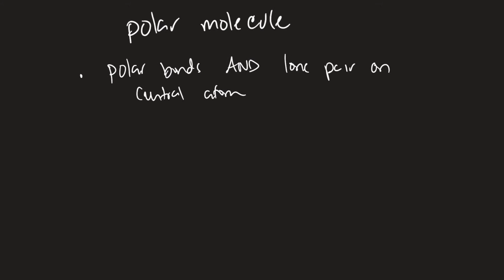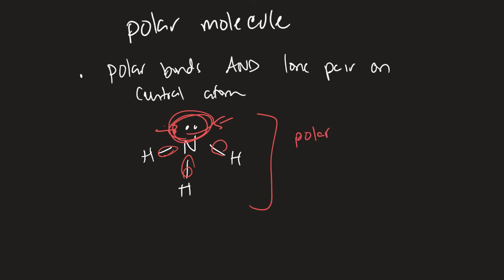Okay, so for example, if we have this, why would we call this a polar molecule? Well, the biggest reason is that we have this lone pair here. What does this lone pair cause? This lone pair causes an uneven distribution of electrons throughout the molecule. There's a stronger concentration of electrons here compared to these bonded pairs. And so this is what we consider a polar molecule in itself.